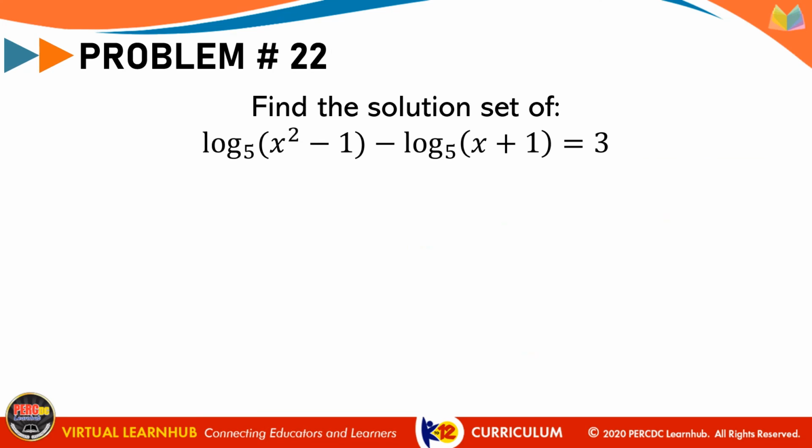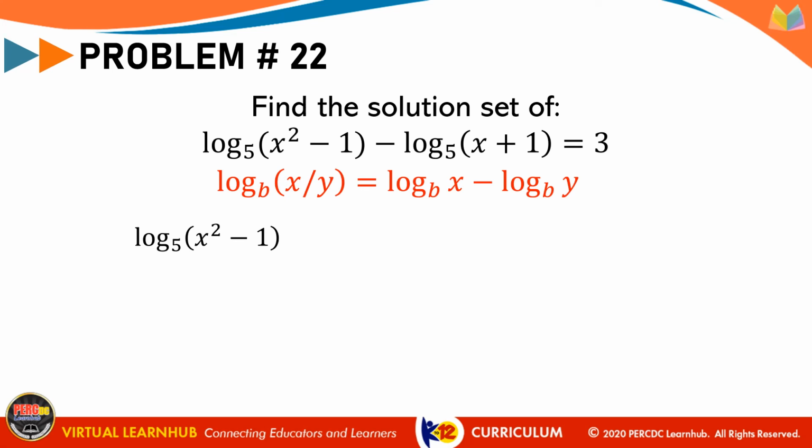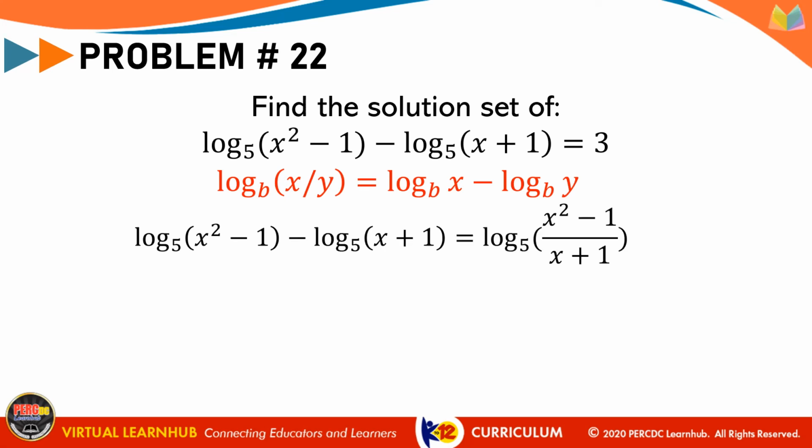Problem number 22. Find the solution set of log of x squared minus 1 to the base 5 minus log of x plus 1 to the base 5 equals 3. Applying this property of logarithm, log of x over y to the base b is equal to log of x to the base b minus log of y to the base b, we will express log of x squared minus 1 to the base 5 minus log of x plus 1 to the base 5 as log of x squared minus 1 over x plus 1 to the base 5.